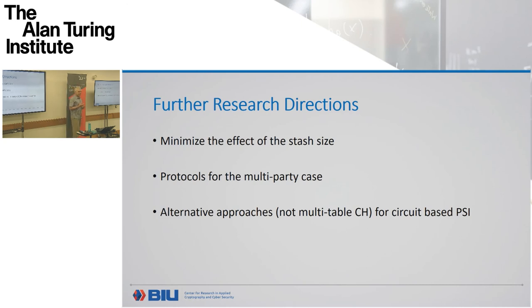Now, but shuffling is important if you want to reveal the intersection itself, and to compute the intersection itself, you have better protocols than using a circuit.